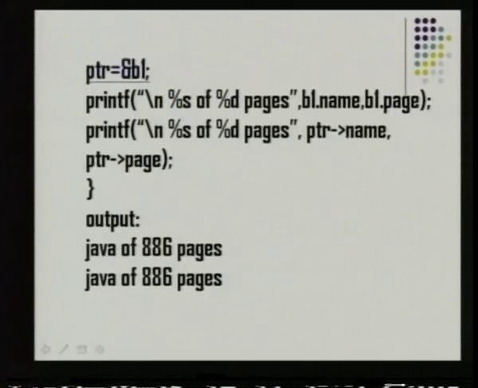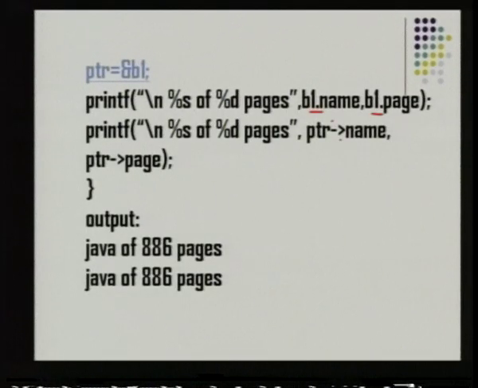This is the way it is done, this is the statement or the syntax. The address of B1, the common variable, is passed on to the pointer. Then when we want to display the contents using the general variable, we simply use the dot operator, B1 dot name and B1 dot page. Now, when we want to display the contents using the pointer variable, we have to use this arrow operator. So, pointer arrow name, pointer arrow page. That is the difference in the way we access the contents of a structure using pointers.